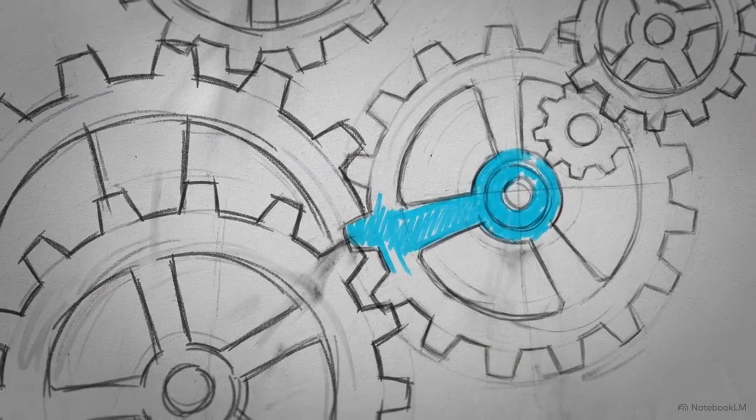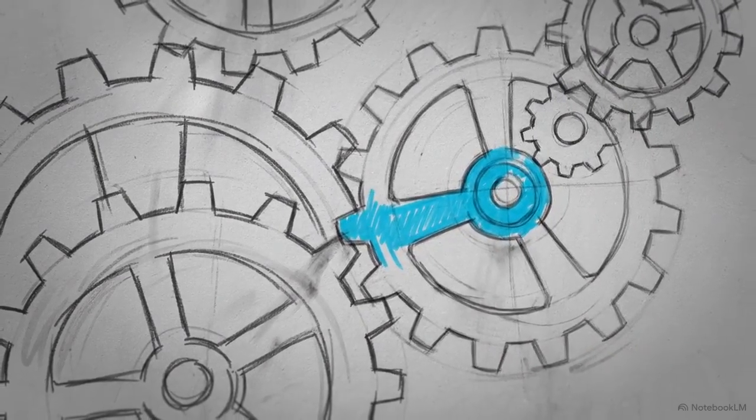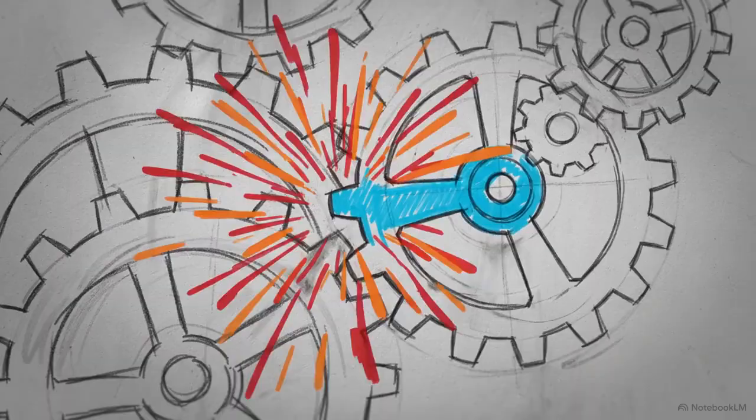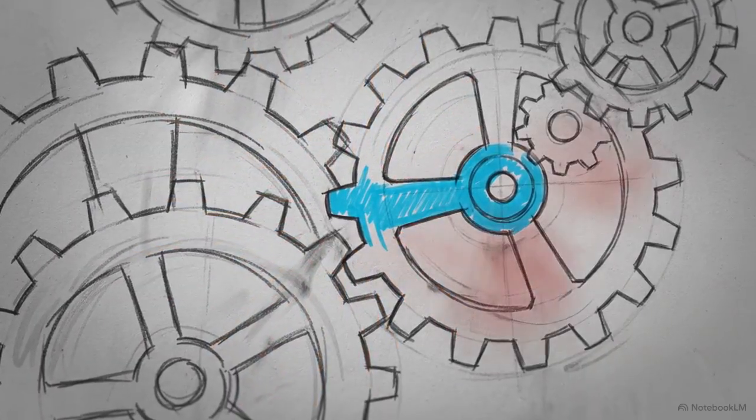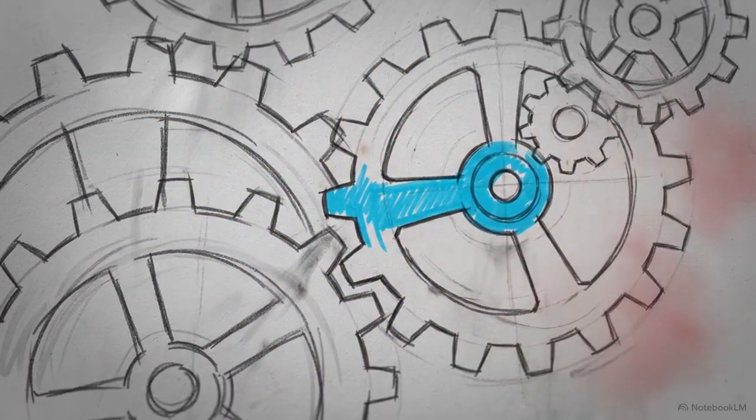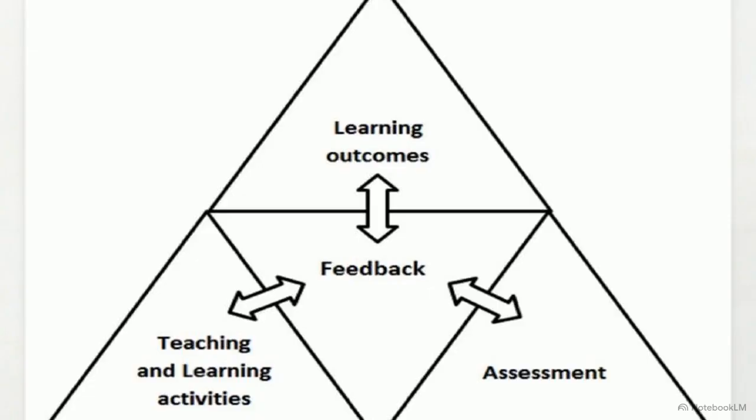A gear mechanism relies on every connection to maintain rhythm. When the central node slips out of alignment, the entire surrounding structure locks up. This chart shows the alignment triangle, a blueprint for instructional design, mapping how three primary components link together.